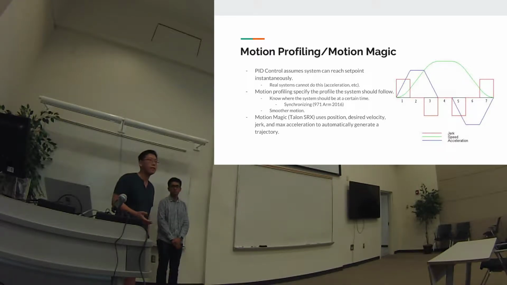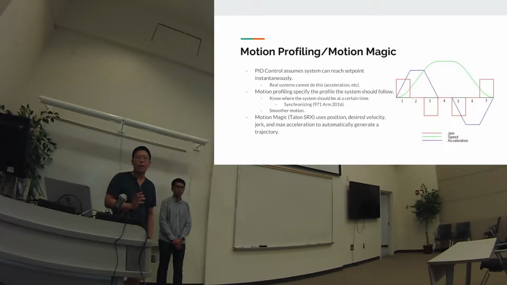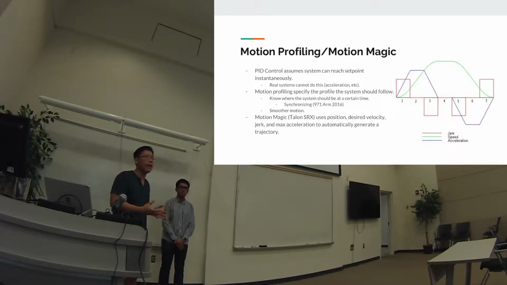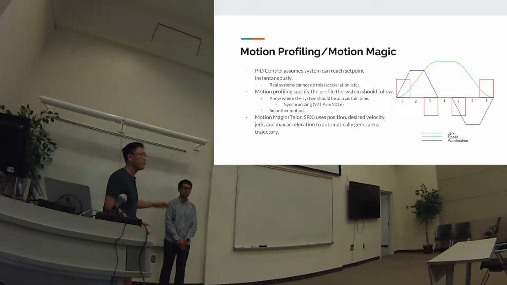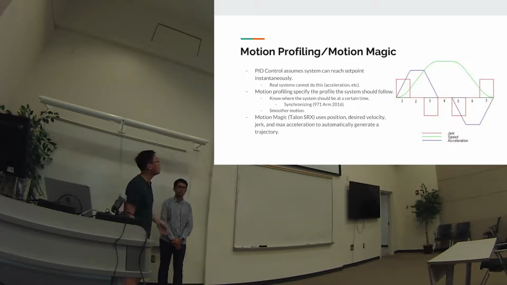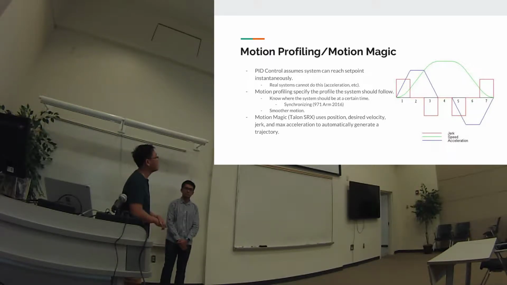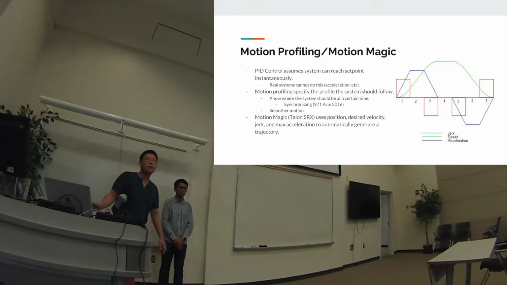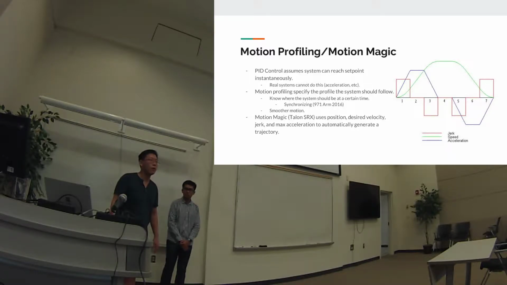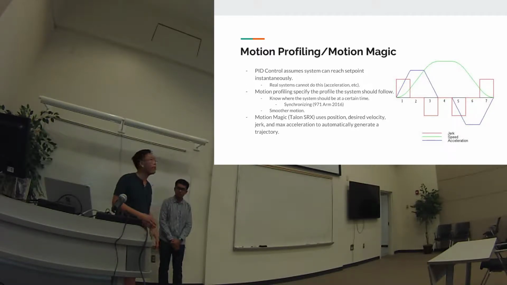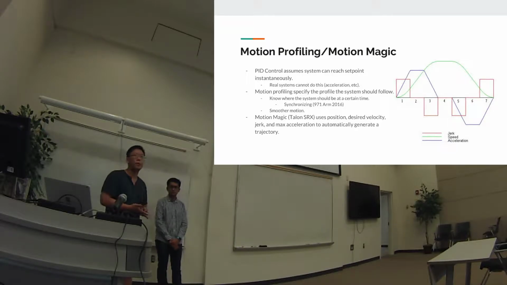With a motor, you have acceleration. And your elevator can't teleport, right? It can't teleport up to the right position. And the PID controller assumes that it can, which is wrong. What your system actually does is it follows a profile, and you can kind of see a graph here where it's graphing acceleration, your speed, and jerk. And if you specify that profile of where your system can be, or should be, over time, then you get a smoother motion instead of PID.